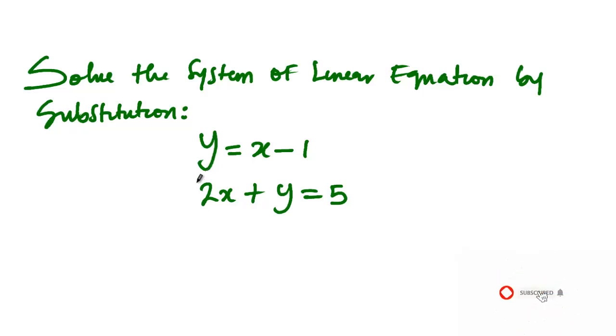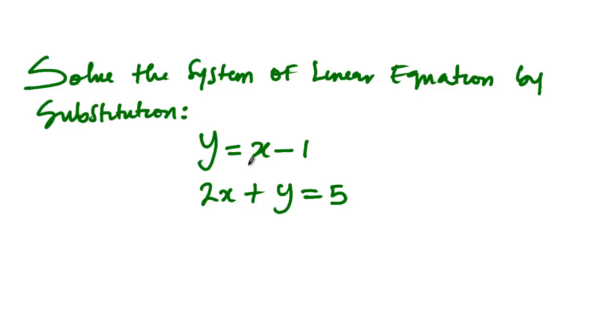Alright, so in this video, we are required to solve the system of linear equation by substitution. And let me explain. When we say solution to a linear equation, that's the value of the variable that will make the equation to be true. True in the sense that it will make the left-hand side of the equation equal to the right-hand side. And of course, when we are dealing with a system of linear equation, it is always either in two variable or three variable. But this is a system of linear equation in two variable. That is variable x and y.